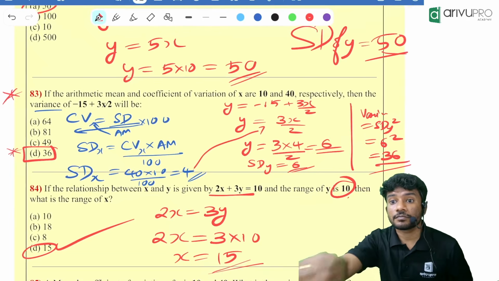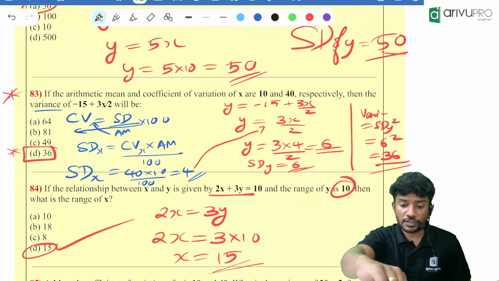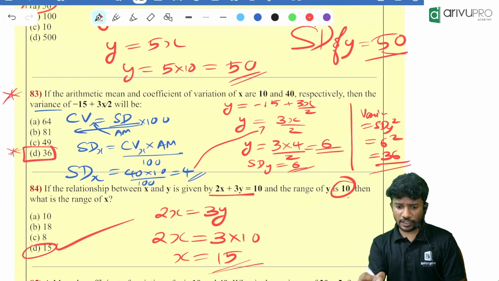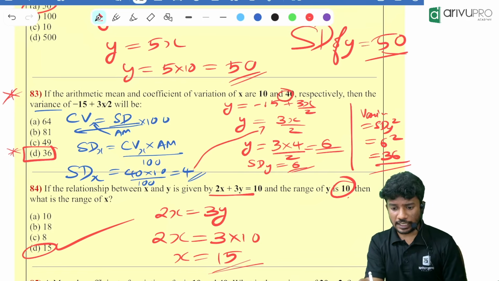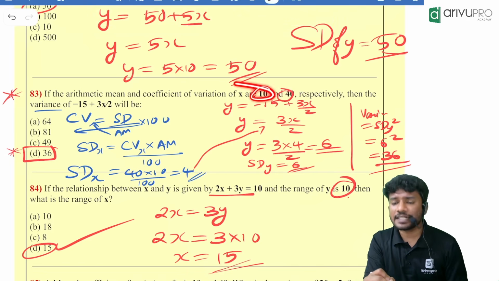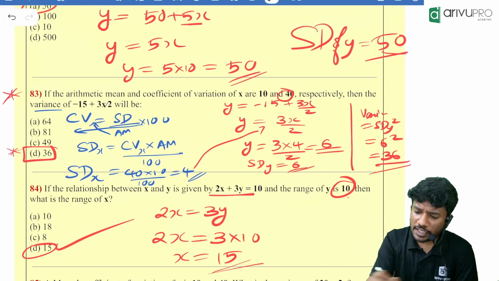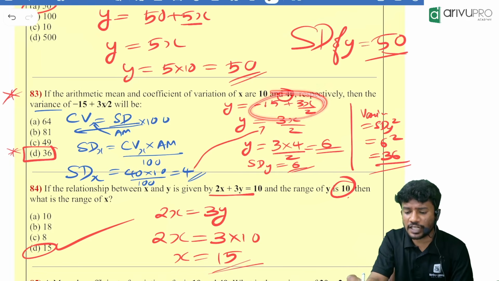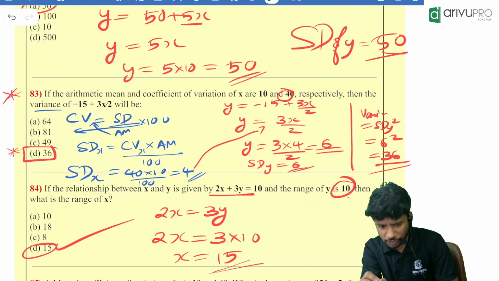Yeah, please. I'll tell. So coefficient of variation we know, right? It is given in the question. How much is it? 40. Then mean is also given in the question. That is how much? That is given to be 10. Okay. Now they are asking us to find what? Variance of y. Y is equal to how much? Minus 15 plus 3x divided by 2.